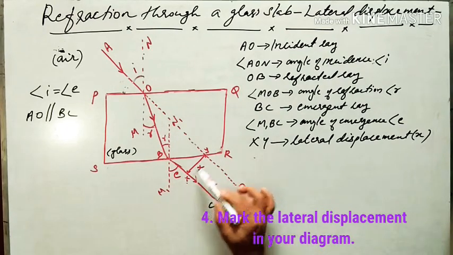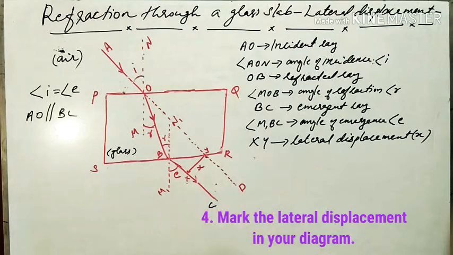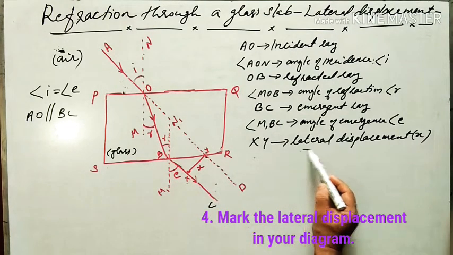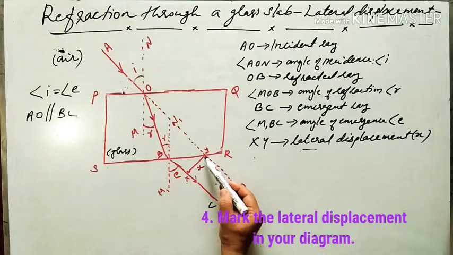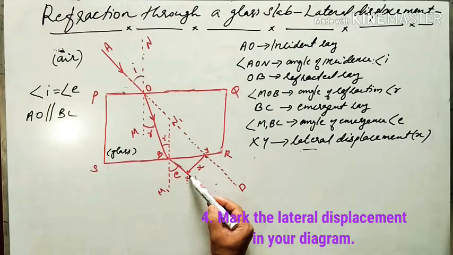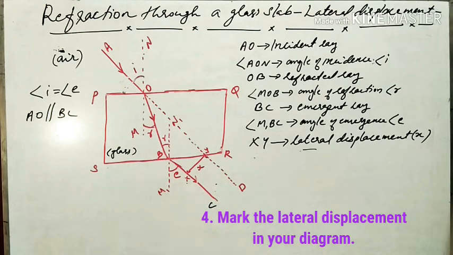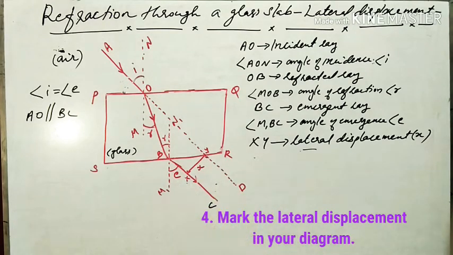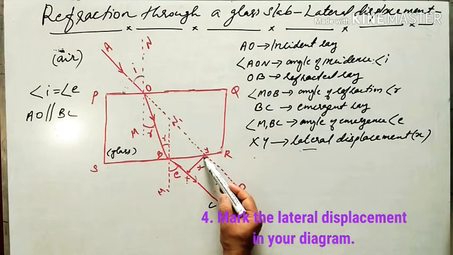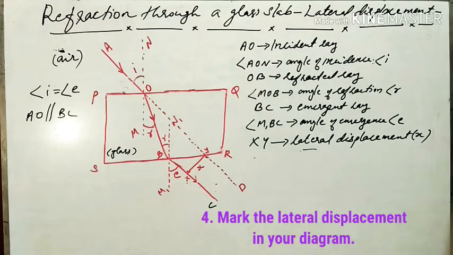I have marked it as XY, and this XY is called lateral displacement. It's known as lateral displacement. So what is lateral displacement? Very simple. It's nothing but a perpendicular shift, the shift of the emergent ray from its original path. So lateral displacement is the perpendicular shift of the light from its original path. Clear? So I have marked this lateral displacement.